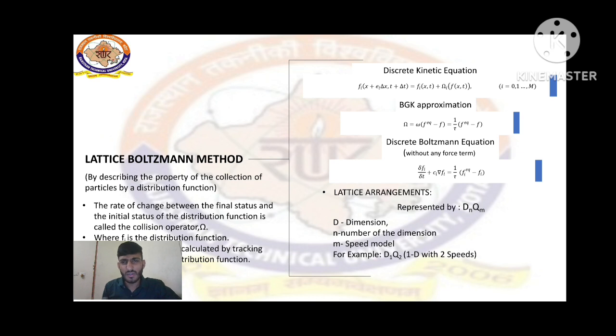So how do we track the property of the particle using the Lattice-Boltzmann method? It is very simple. We track the evolution of this distribution function, and with the study of the evolution of the distribution function, we get the properties of the particles.